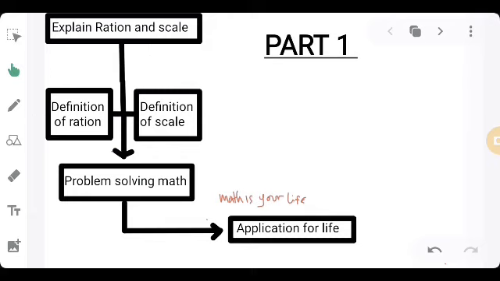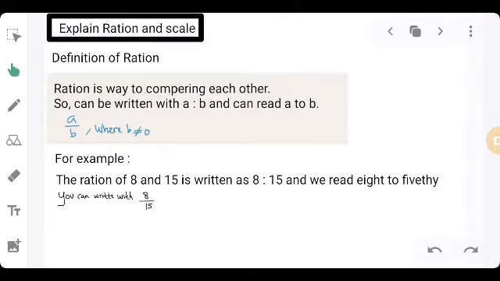You must understand fractions, which are very important for the basic skills of math. The ratio is a concept of math. After you learn about ratio and scale, you can solve math problems, and after that you can find applications for your life. Math is real life. Okay, next. Explain ratio and scale.